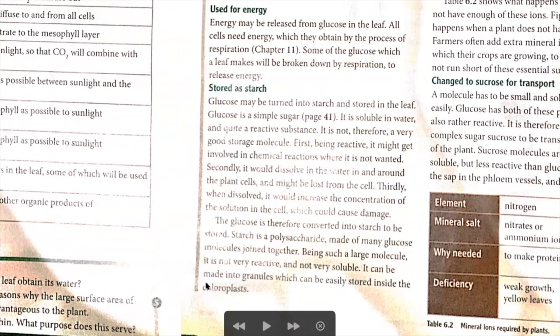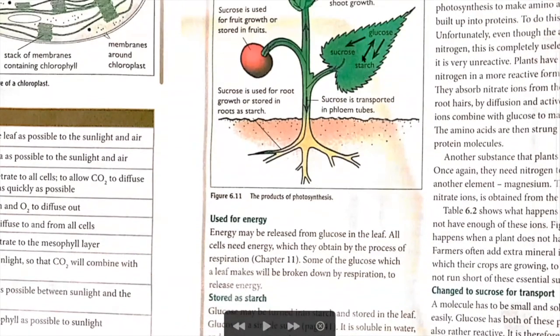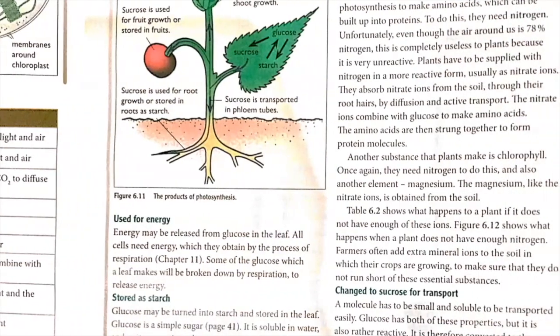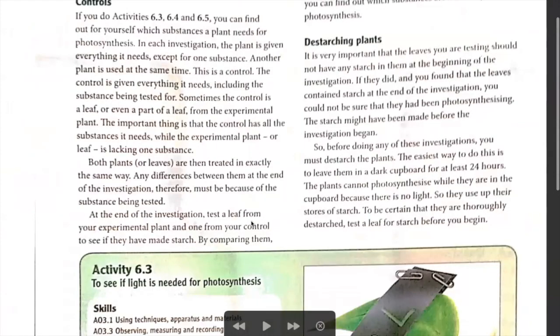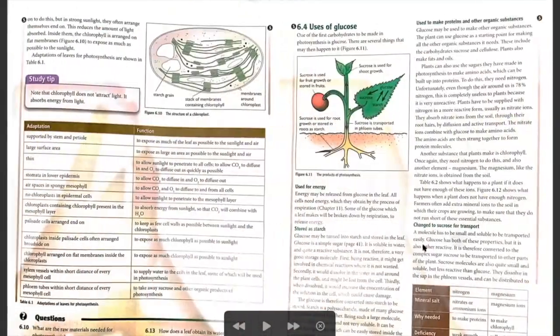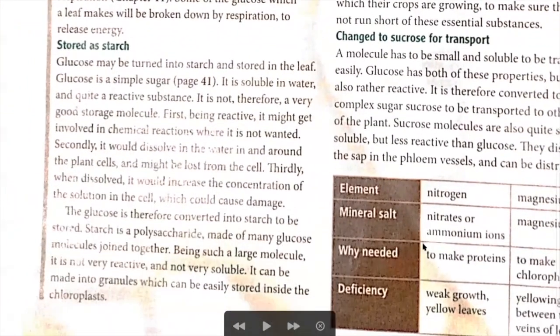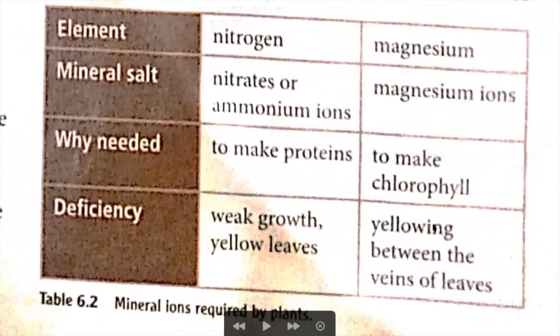Okay, so it can be made into a granule which can be easily stored in the chloroplast. So the starch will be stored in a specific location which is the chloroplast. Okay, can you understand? Okay, enough with sucrose, glucose and starch. Now we jump to another nutrient.